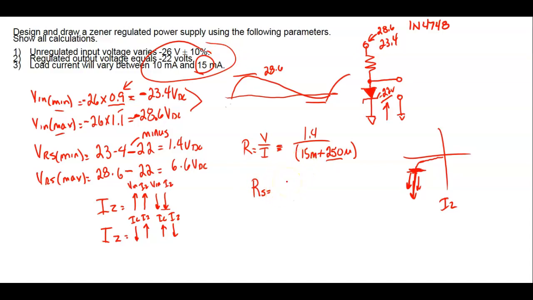What's that? 92? 93.3? Or 93 ohms? Well, last time we calculated 240. Here we're running at a higher current at higher voltages, so that means this guy's going to have to drop, right? It's going to have to let more current flow through.